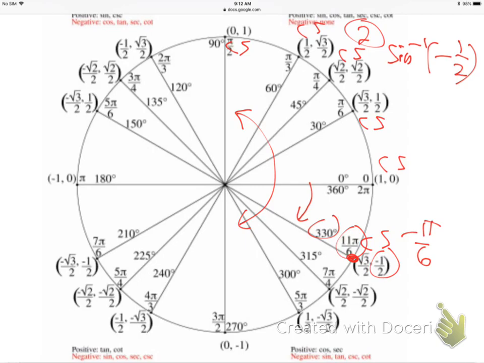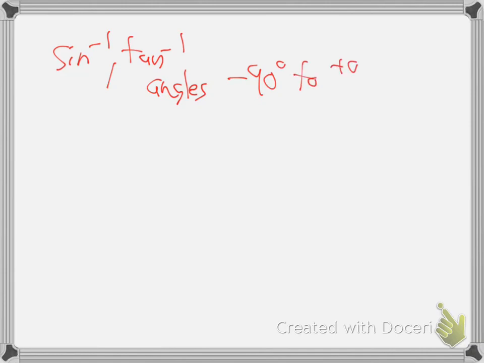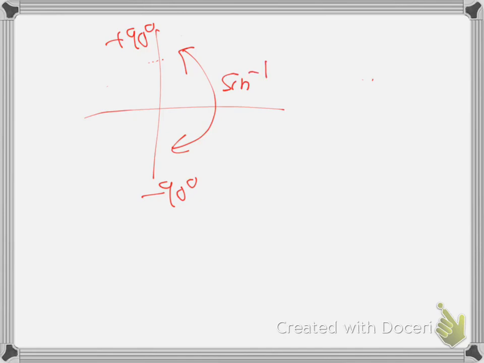So an important lesson then is this. Well, in fact, let me just give you the overall game plan for sine inverse. Tangent inverse, the angles go from negative 90 to positive 90. But let me draw it on a unit circle. It'll be easier to see and remember. So from here to here, negative 90 to positive 90 for sine inverse and tangent inverse.